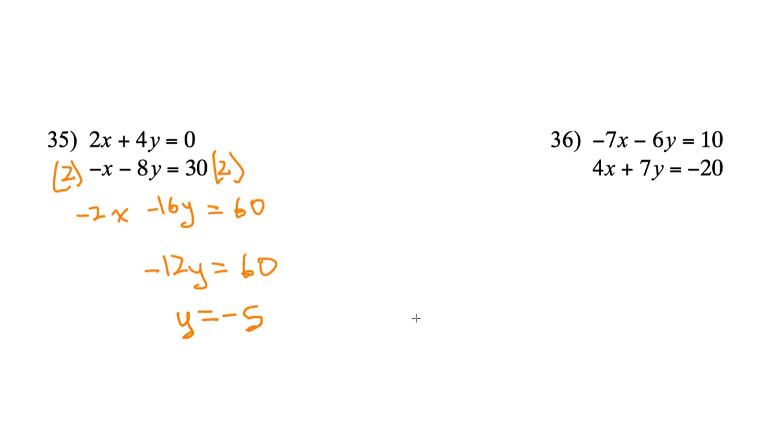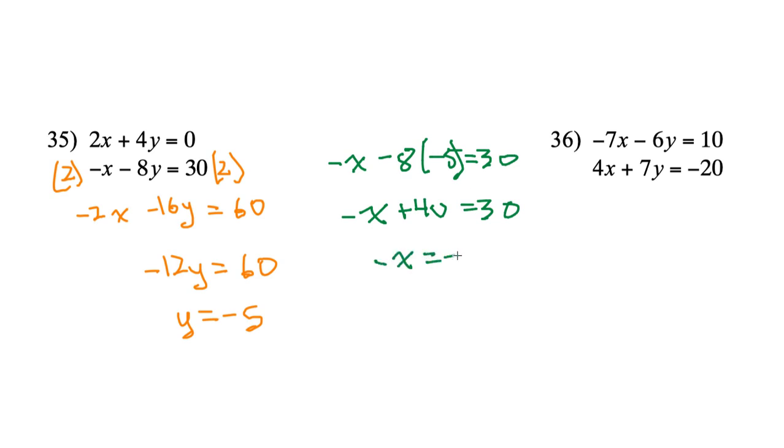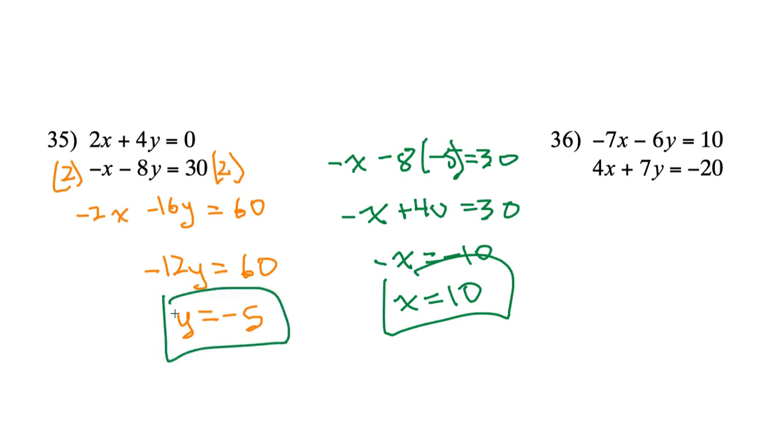From there, I'm going to plug in negative 5 into this equation yet again, and I'm going to get negative x minus 8 times negative 5 is equal to 30. This is going to be negative x plus 40 is equal to 30. Subtract 40 on both sides, I get negative x is equal to negative 10, and x is therefore equal to 10. The answer is 10 comma negative 5. Sorry, I can't spend too much time on that. I really need to get to 37.